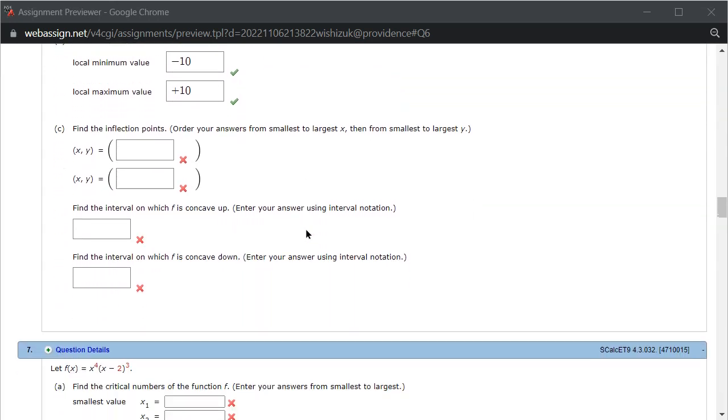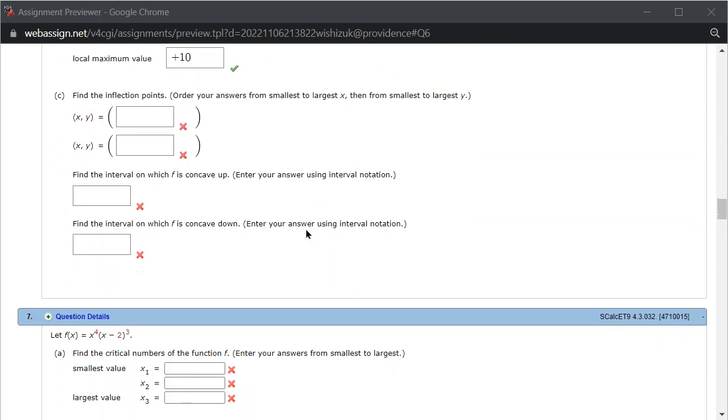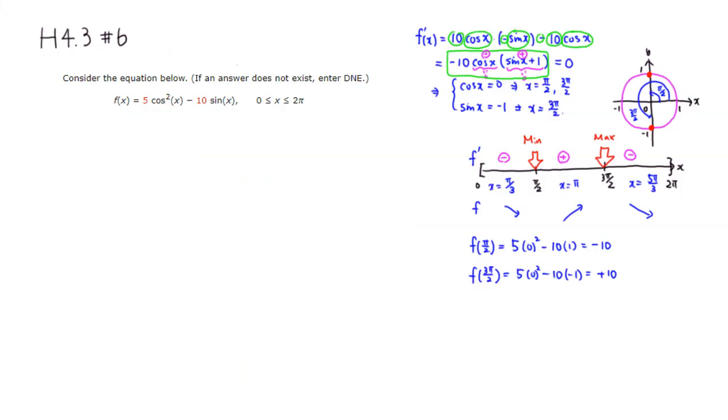In part C, we want to find the inflection points. So we need to take the second derivative. Let's do that. f double prime of x is equal to, we have to take the derivative of this guy here. Negative 10 is just a number, so I'll just leave it. Then we have to worry about taking the derivative of cosine of x, which is the first guy, times the second guy, sine of x plus 1. So we're going to use the product rule. Let's do that.